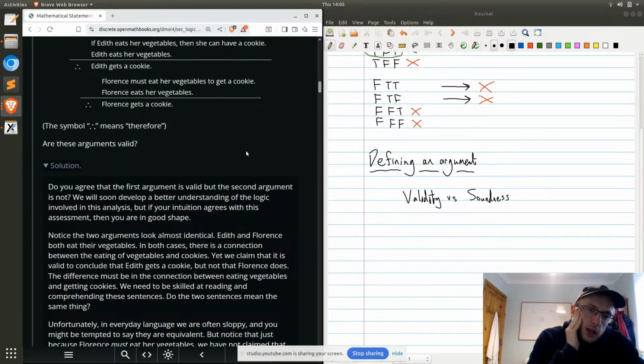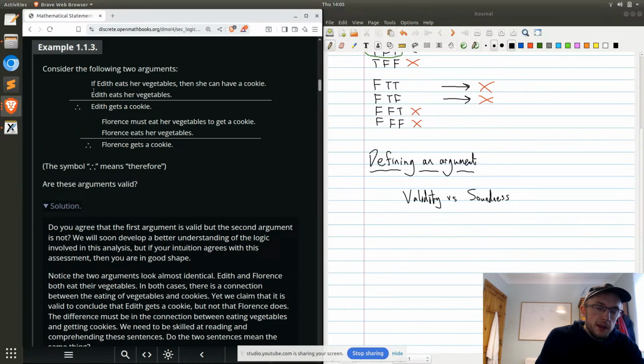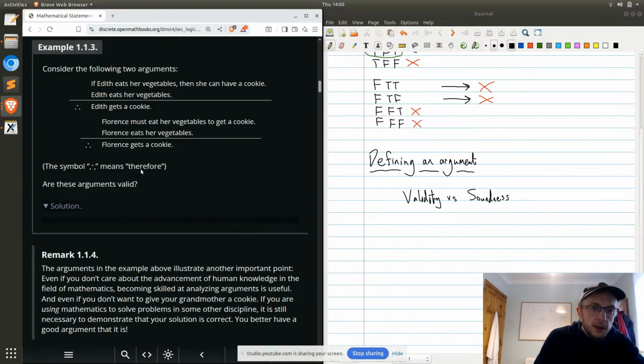Oh, that's interesting. Look at that. Okay, so I got that wrong. And I need to articulate why I got that wrong. Notice, this says if P, then Q. But this does not say if P, then Q. This just says Florence must eat her vegetables to get a cookie. For all I know, there are other requirements for her to get a cookie. So, okay.